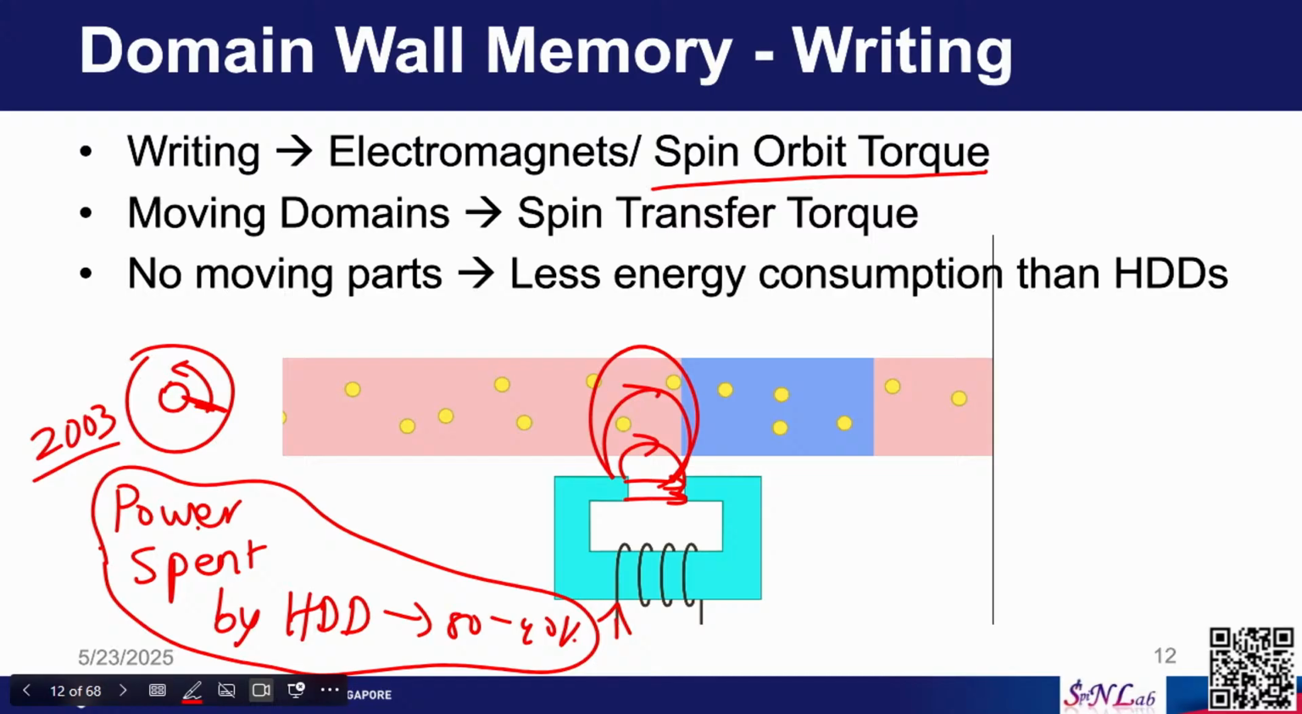Whereas, in the case of domain wall memory, we have no mechanical part, no motors. We are sending current through the wires to move the domains. There are no mechanical parts like in a hard disk drive. So, this technology is also expected to consume less power than hard disk drives.